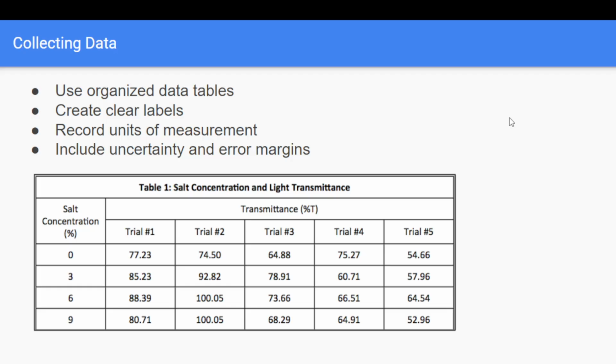Now, when you're collecting data, you need the data to be organized and neat. If you're using tables, make sure that you have all of your information labeled. You have units, and a lot of times we put the units in parentheses. And then uncertainty and margins of error, plus or minus 2%, plus or minus 0.5 milliliters.